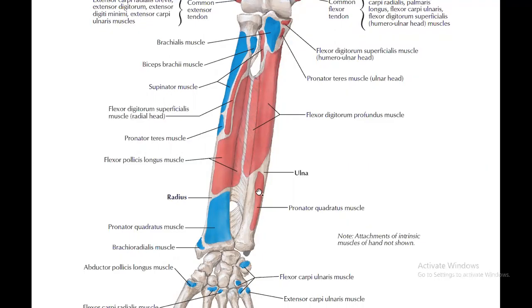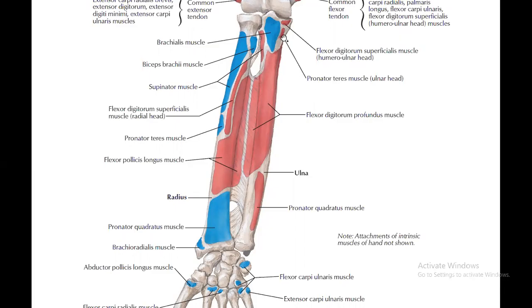In the anterior surface, see here there is the next muscle, that is the pronator quadratus muscle. There is an oblique line. Through that there is the origin of pronator quadratus muscle from the anterior surface of shaft of ulna. Now see the next muscle here.